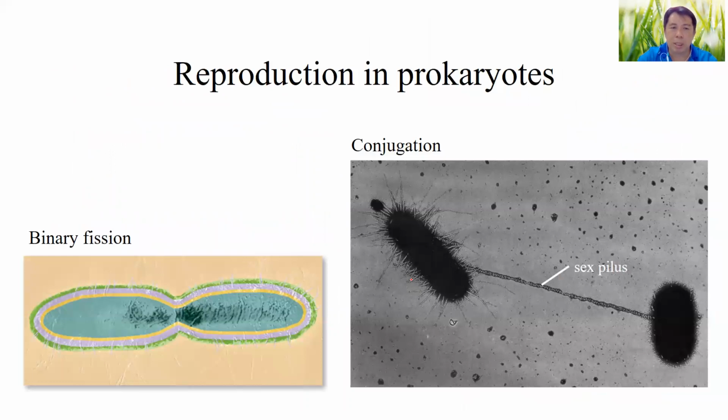So this is what I showed you. Just now this was binary fission, where they form two identical daughter cells, but this one is through conjugation, so they form the sex pili with the other bacterial cells.